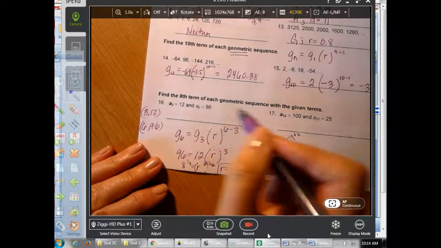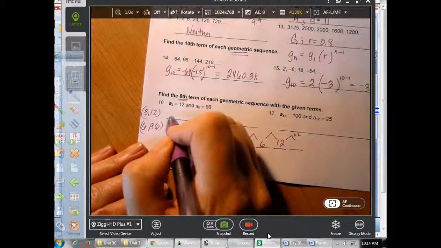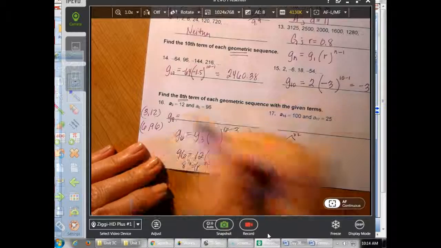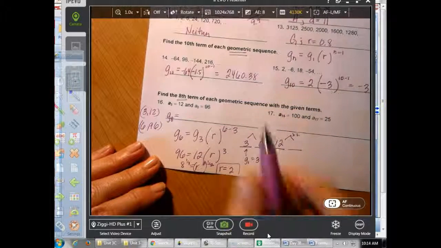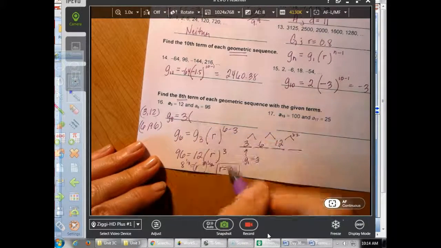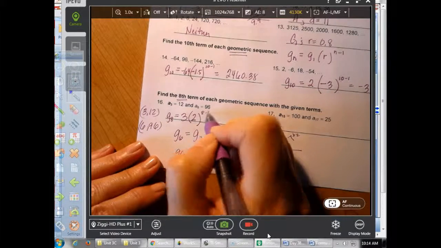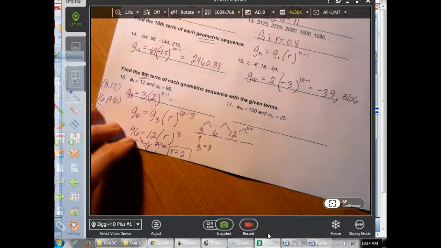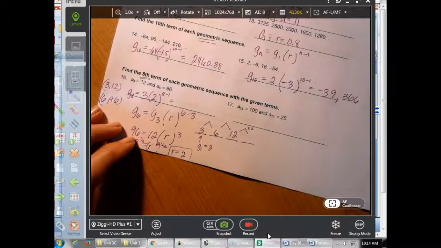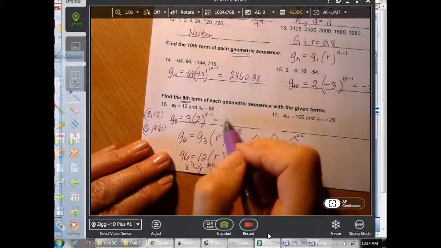So just using the formula, I'm finding the 8th term. I want G sub 8 is equal to 3, which is the first term, times my common ratio of 2, and then I'm going to raise that to the 8 minus 1. So it's going to be 3 times 2 raised to the 7th power, and that's going to give us 384.